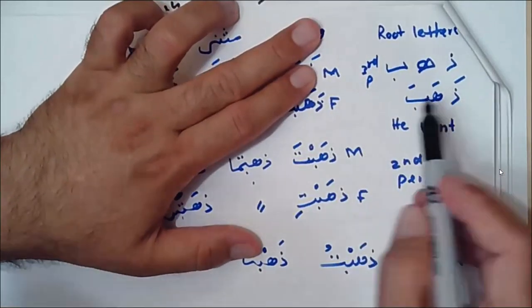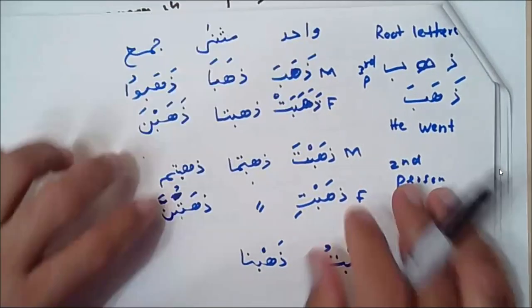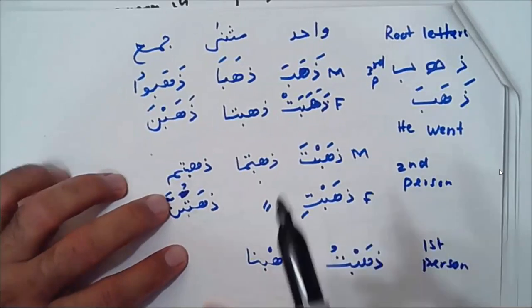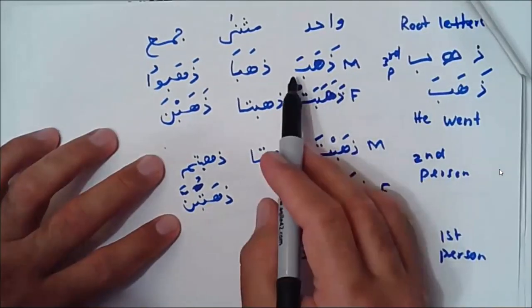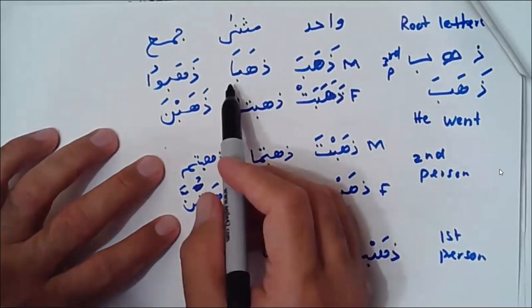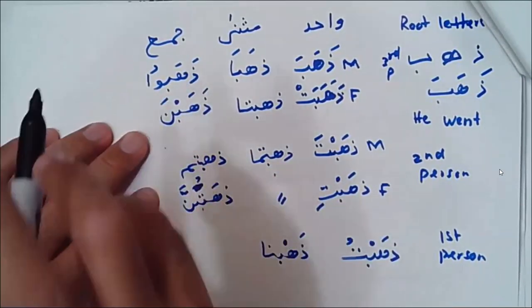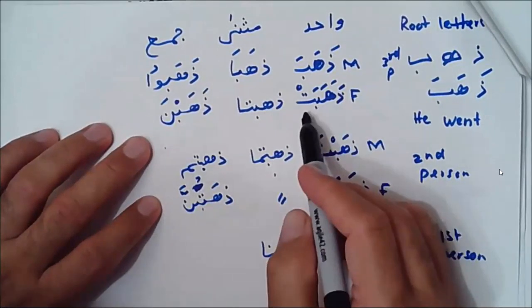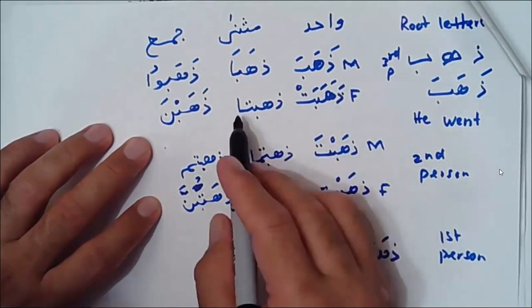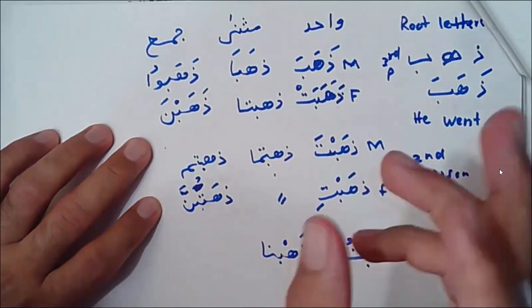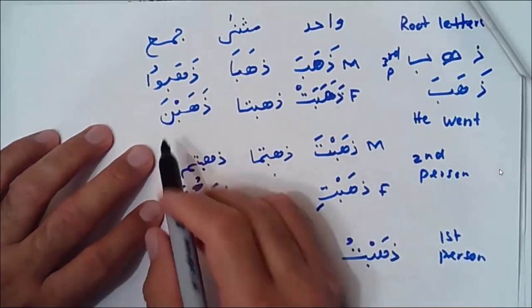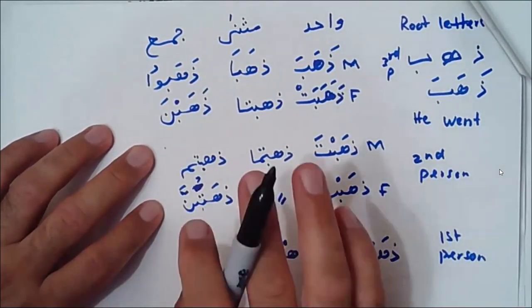Similarly, if we have another verb, zahaba. Zahaba means he went. The action of going somewhere is zahaba. So when we say zahaba, he went. Zahaba, they went, two men. Zahabu, they went, three men. Zahabat, she went. Zahabata, they went, two women. Zahabna, they went, more than two women.